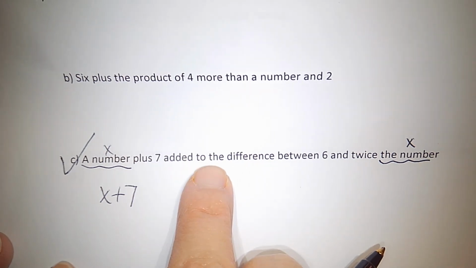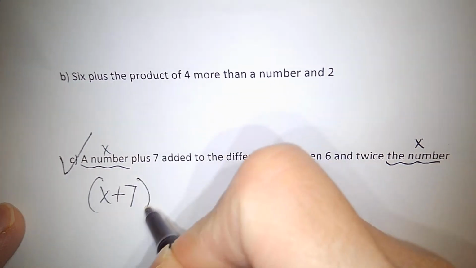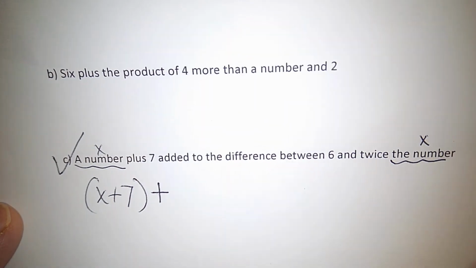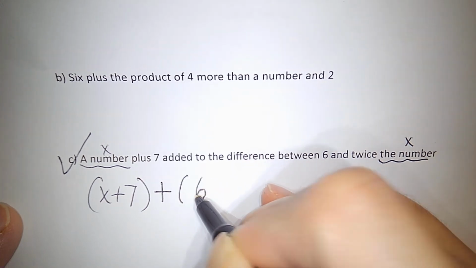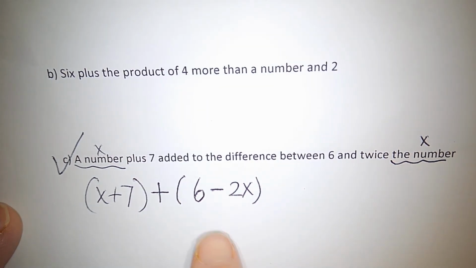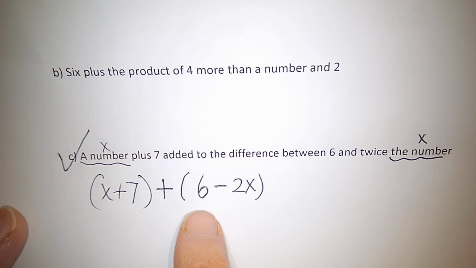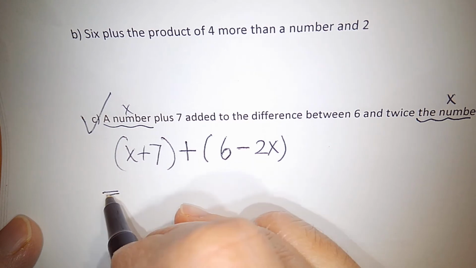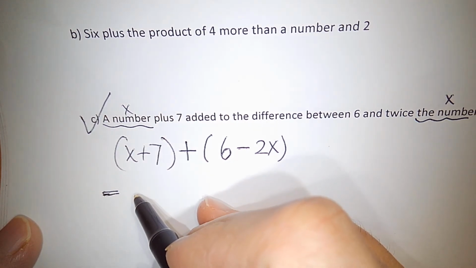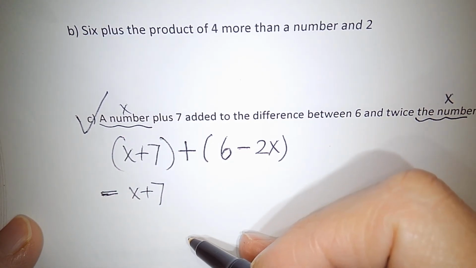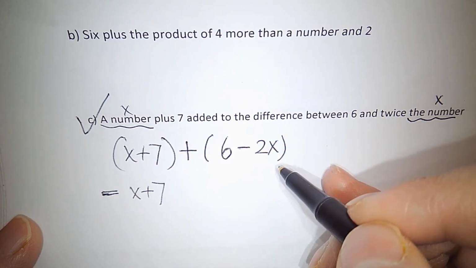Added to, what operation should we use? Addition, subtraction, multiplication, division, which one? Addition, yes. Added to what? The difference between what? 6. Difference between 6 and what? Twice of x. You agree with that, right? You guys see? Now let's simplify this expression. x plus 7. Get rid of the parentheses. Nothing changed. Get rid of this parentheses.